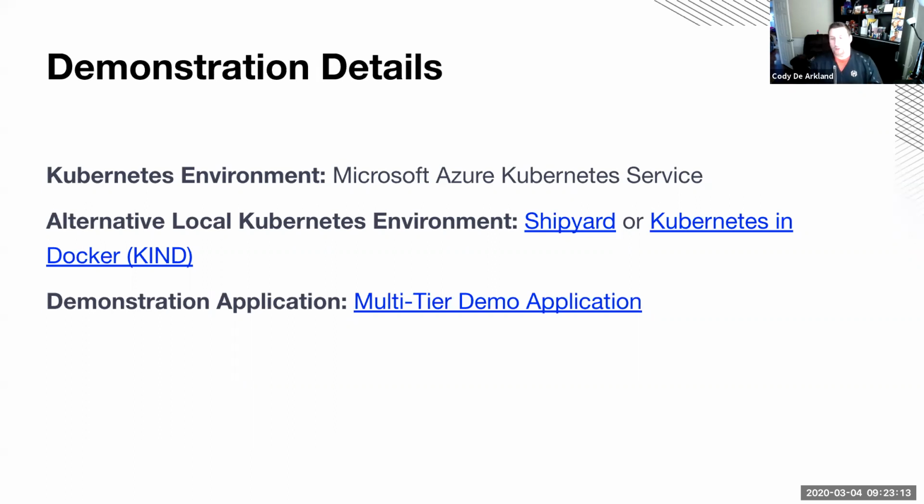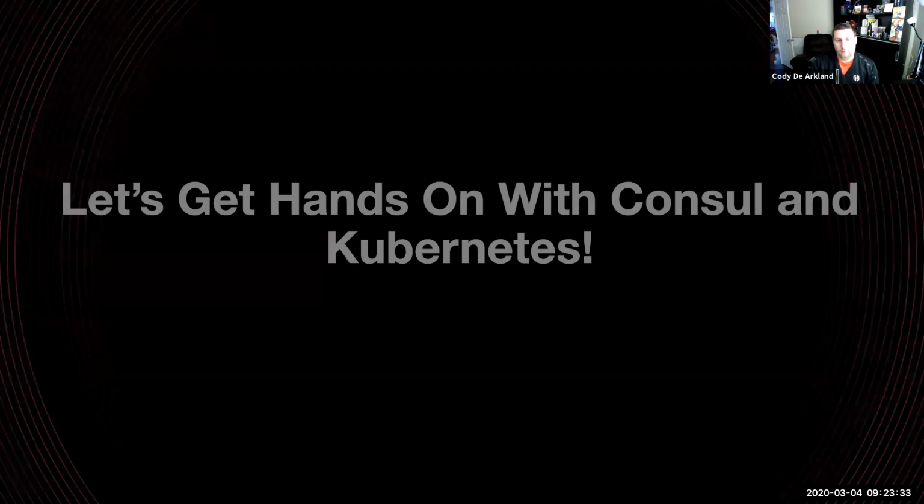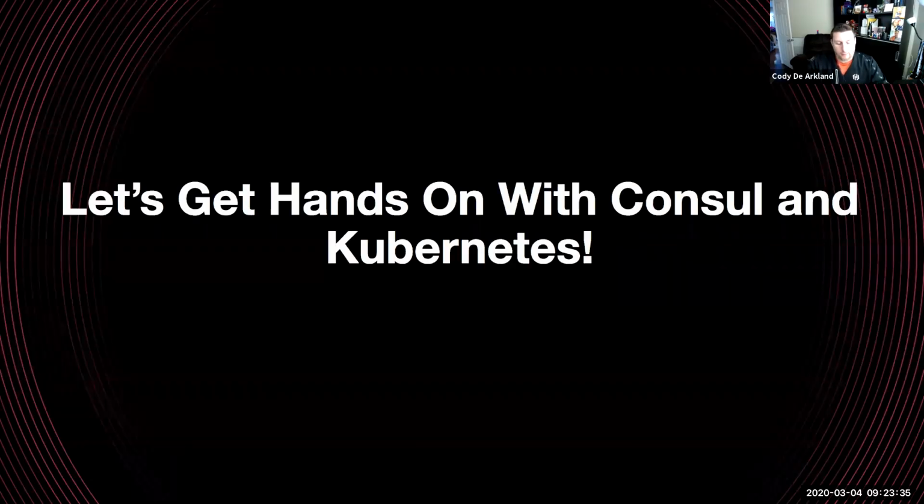And if you don't want to use the Shipyard path, you can use Kubernetes in Docker. I'm a huge fan of Kind. I used that in my previous role quite a bit. You can run a Kubernetes cluster locally in Docker, which will let you simulate the same thing. I've got a demo application that I wrote that I'm going to use in this. You'll see that in a little bit, and I've included that in the deck as well. All right, so let's get hands-on and start taking a look around.